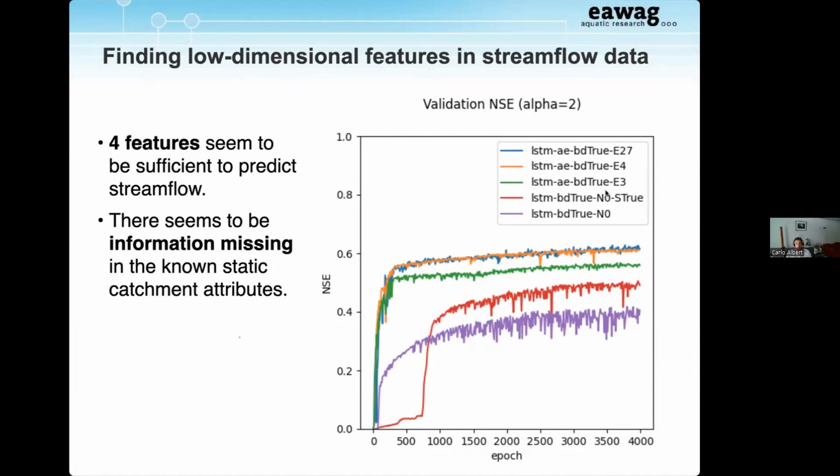And we also see that we get better results at runoff prediction when we use our 4 features than when we use all the known catchment properties, which indicates that in this list of known catchment properties, there's still some information missing that we might want to have to predict stream flow accurately.